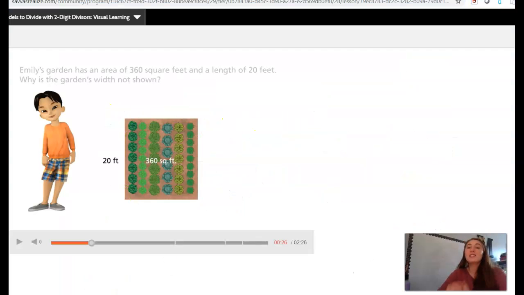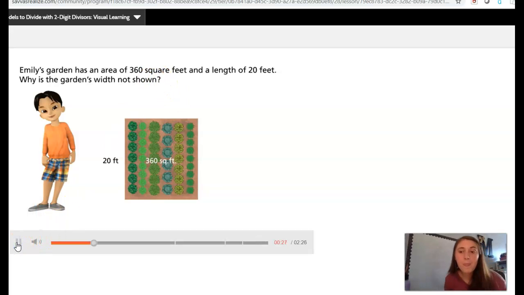But for division, it's a little different. We're given the total, our dividend, of 360. We're given the divisor, one of the sides, which is 20. And we're finding our other side, which is our quotient. So it's the same view, but we're just approaching it a little bit differently. So let's see how we do that.